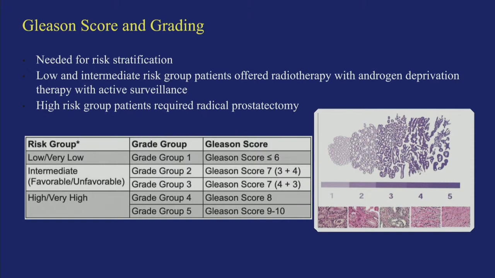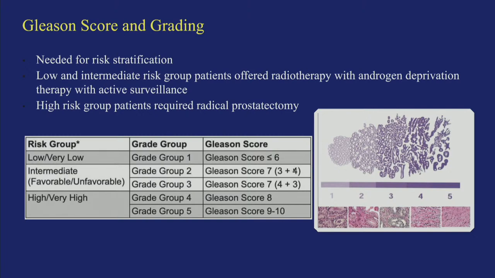If it is grade 1, it indicates the patient is in a very low risk group. If it is grade 2 or 3, he falls under intermediate. You can see that grade groups 2 and 3 both have a Gleason score of 7, but it depends on the proportion of pattern 3 and 4. 3 plus 4 forms Gleason score 7, which is grade group 2, which has a favorable prognosis, against grade group 3, which is also Gleason score 7, but has an unfavorable prognosis. And grade groups 4 and 5 are high risk.